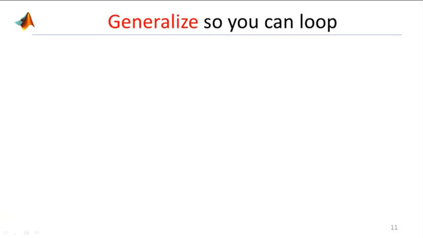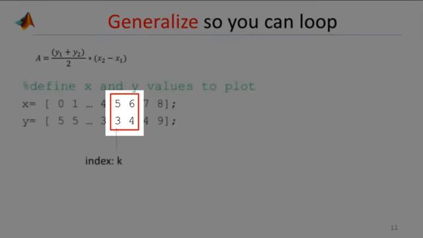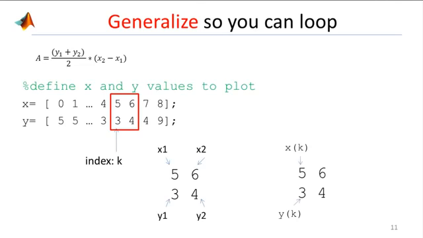So the idea is to generalize. Remember that the equation must be applicable to every slice. So imagine all of a sudden we're in the middle of the vector. I don't even know which value we're looking at, but we're looking at these two sets. So 5, 6 is still the x's, 3, 4 is the y's. And when I code, I need MATLAB to reference these. So instead of hard coding the index, I will use the variable k.